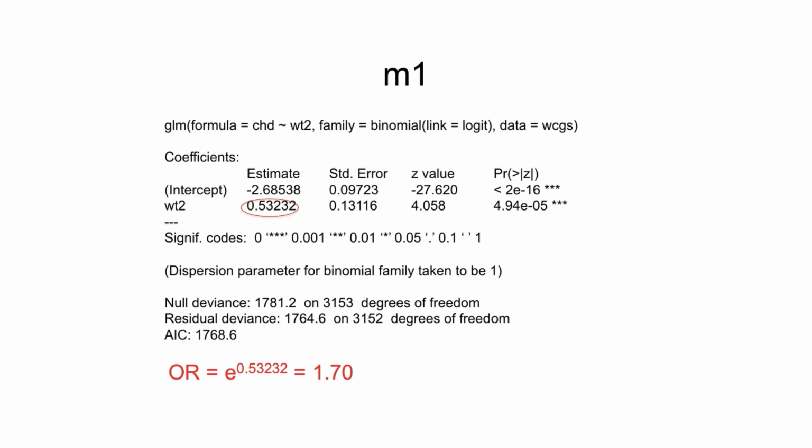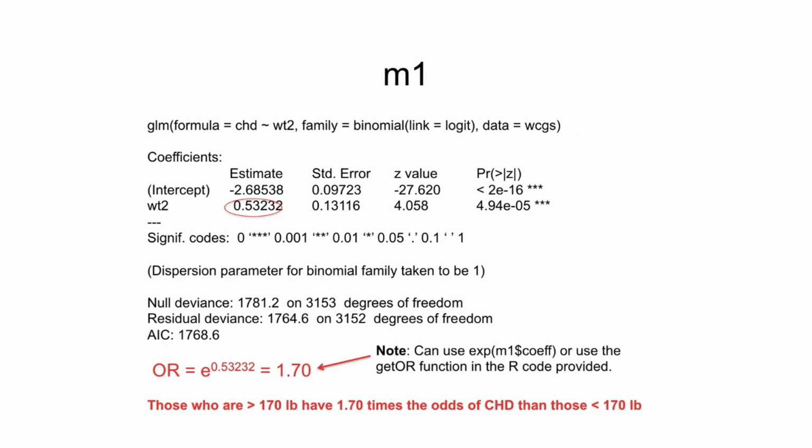How would we interpret this? This tells us that those who are greater than 170 pounds have 1.7 times the odds of CHD compared to those less than 170 pounds. Alternatively, we can say that the odds of CHD increase by 70% for those who weigh over 170 pounds compared to those who weigh less than 170 pounds. To convert coefficients to odds ratios in R, you can either use the exponentiate or getOR function in the R code provided to get these in your output.